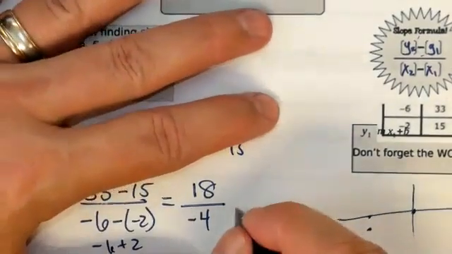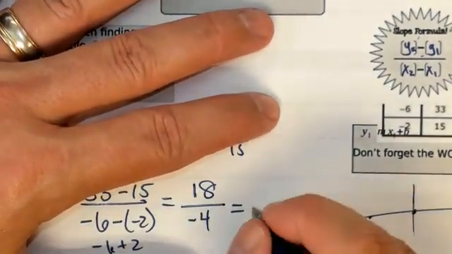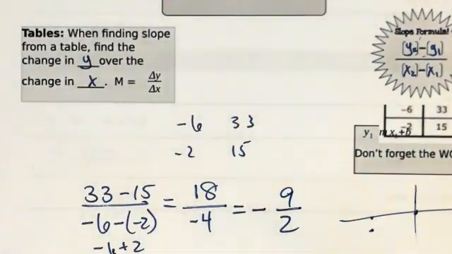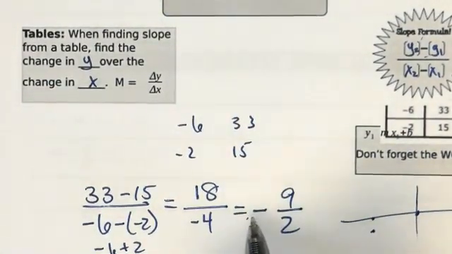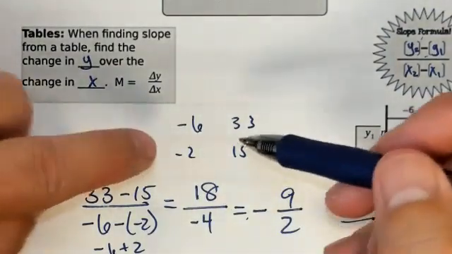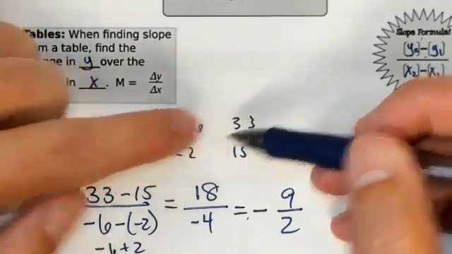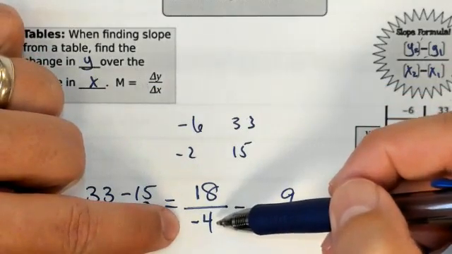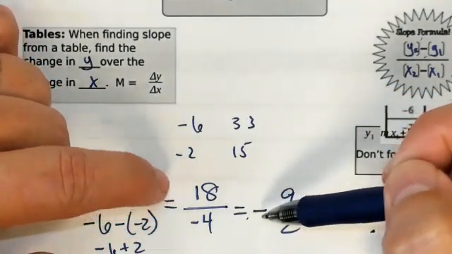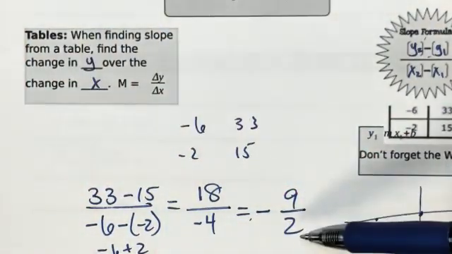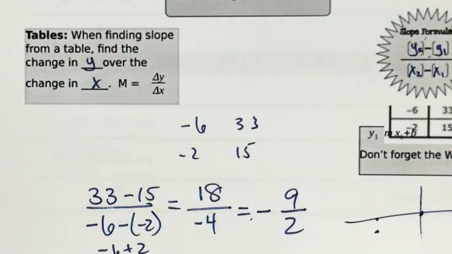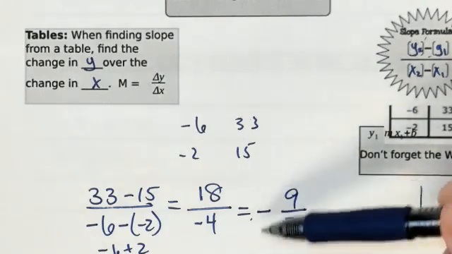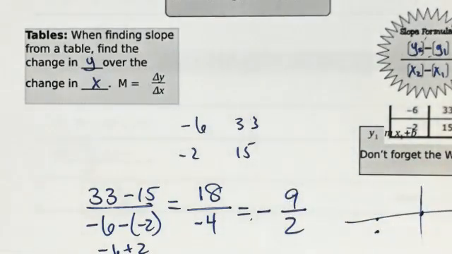4 doesn't nicely go into 18, so we're just going to divide top and bottom by 2. So the slope for this we're going to call -9/2. And if I subtracted the other way, if I did 15 minus 33 and -2 minus -6, I would get -18 and +4. But as long as I have a negative, then this is a negative slope, which means it's going down. And so that's my slope right there. So just keep them straight. Make sure you know which one is which.